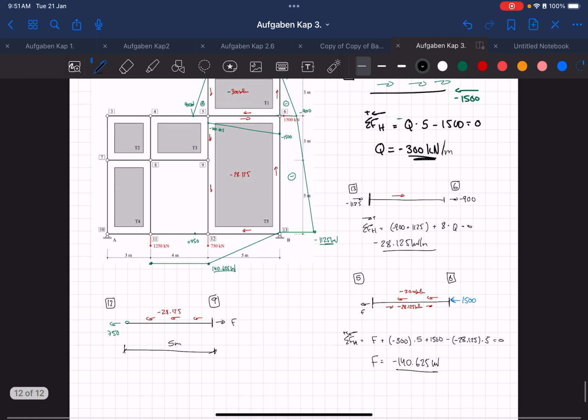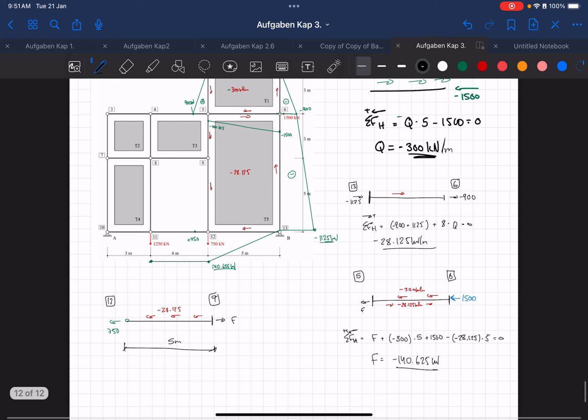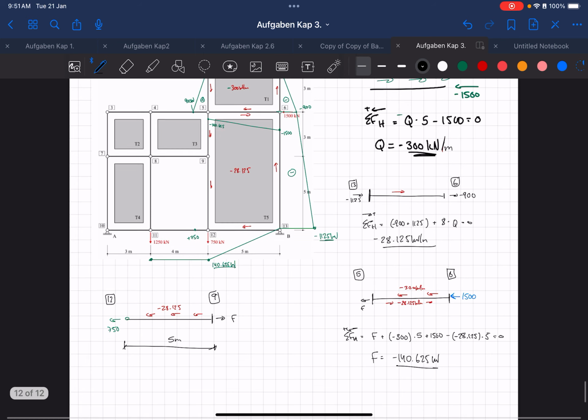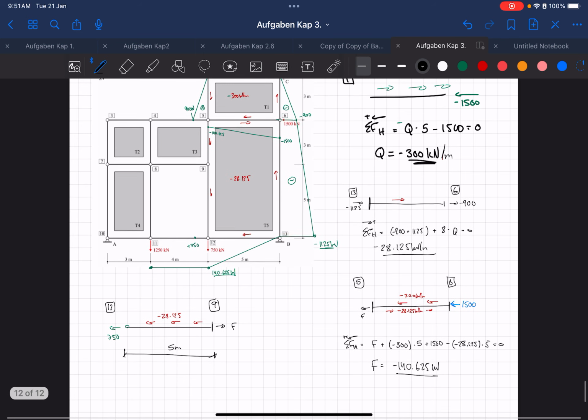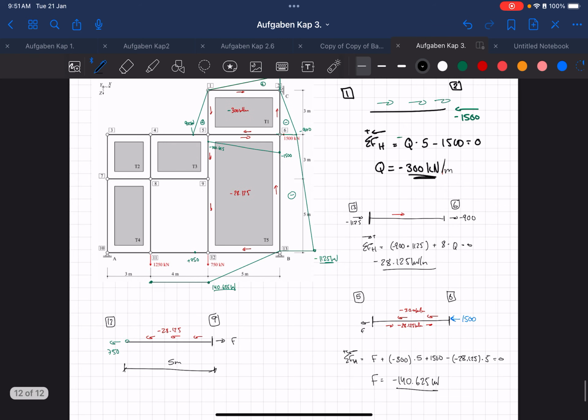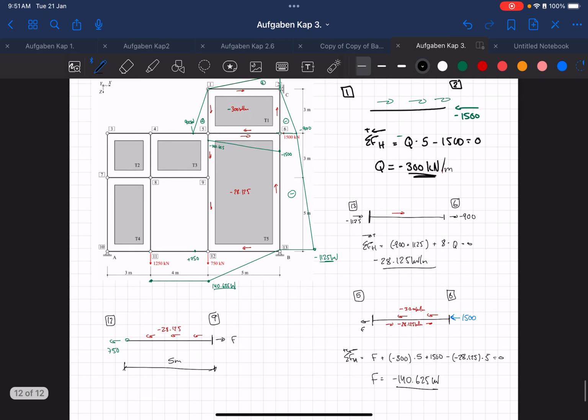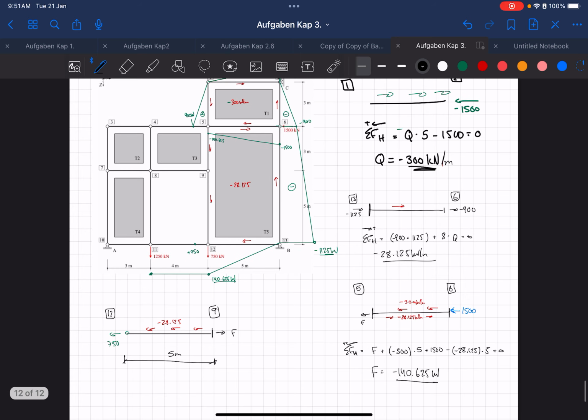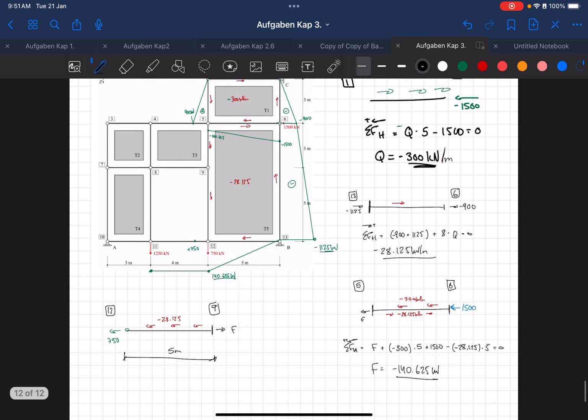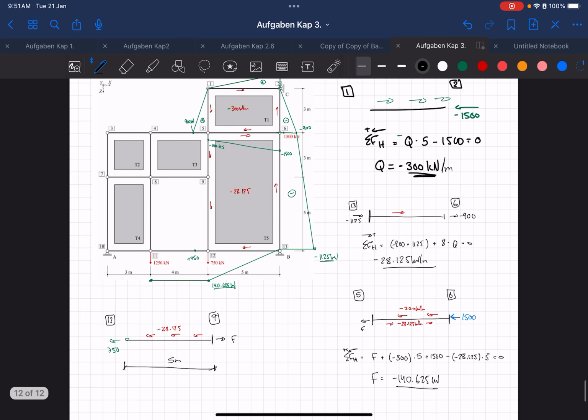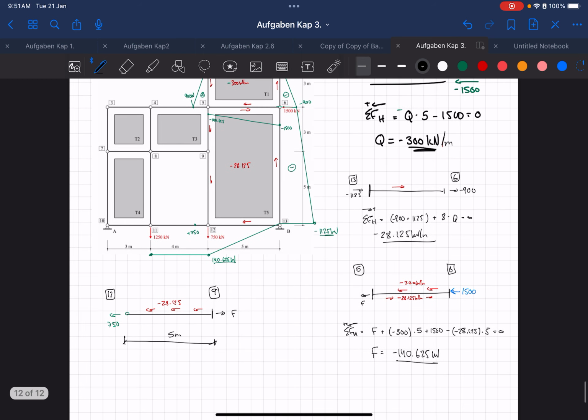Oh, no. Did I make a mistake? 5 to 6. No, this is correct, 5 meters. And 12 to 9 is also 5 meters. Okay.